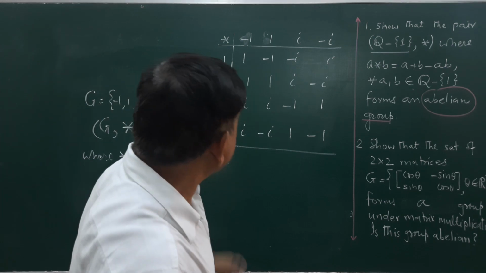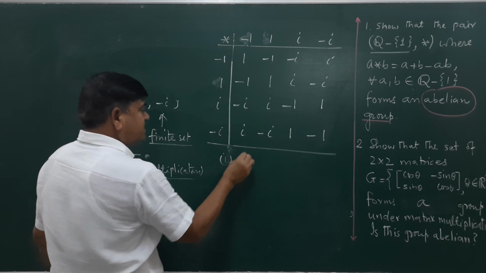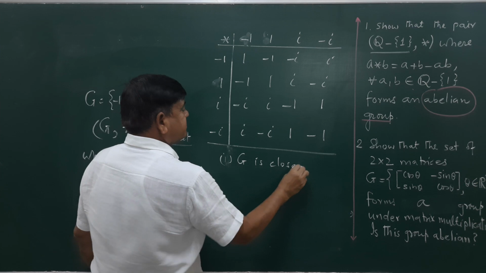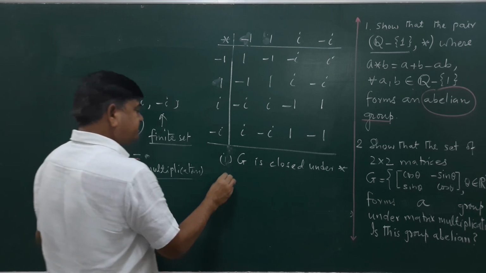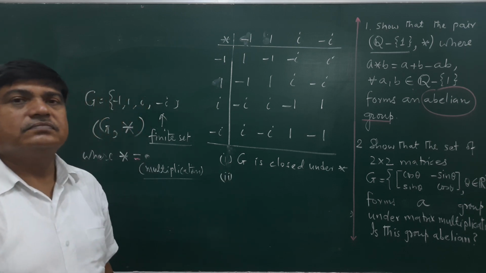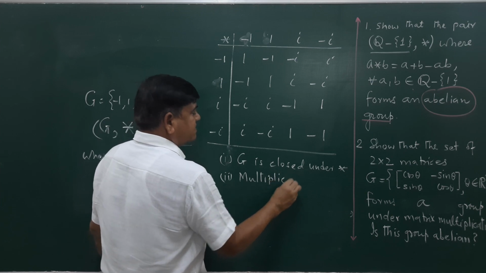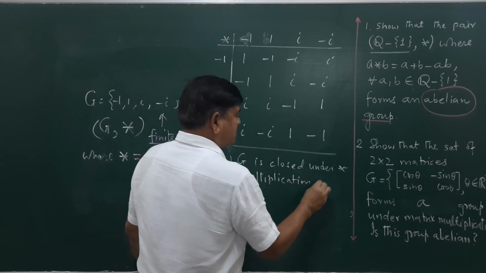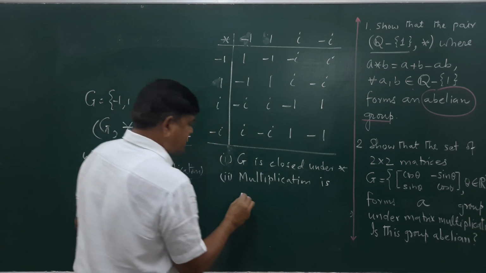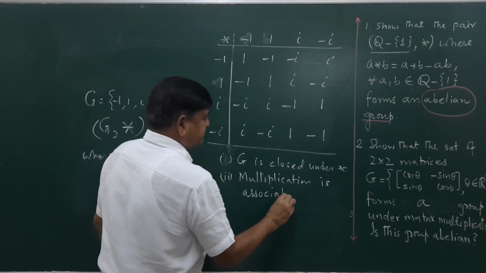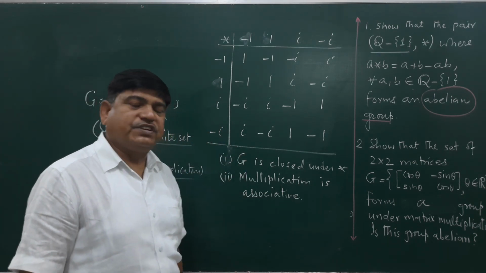Here it is multiplication. All the members, all these are the members of Z. So first, Z is closed under multiplication. Second, multiplication is associative. This is a property of numbers, multiplication is associative.